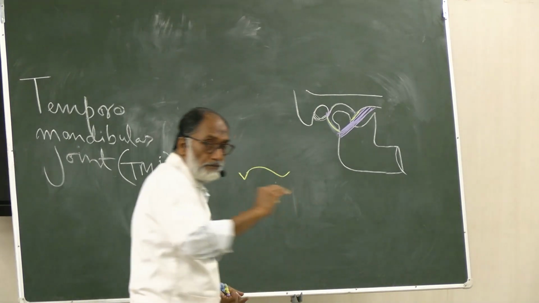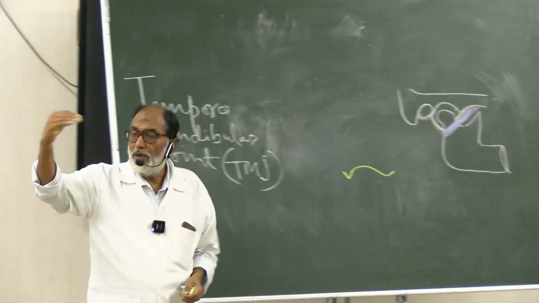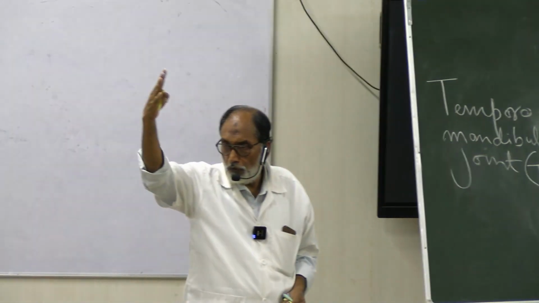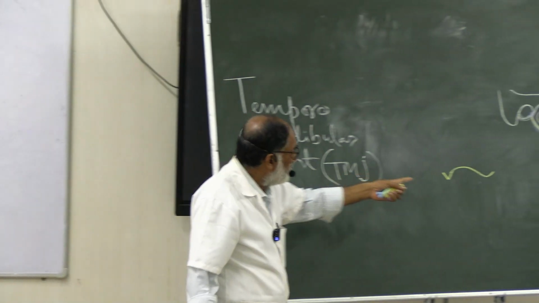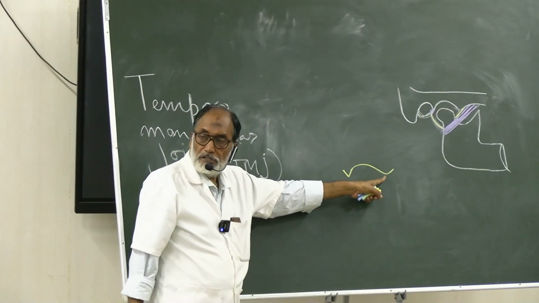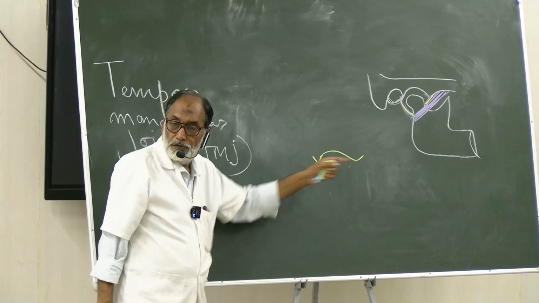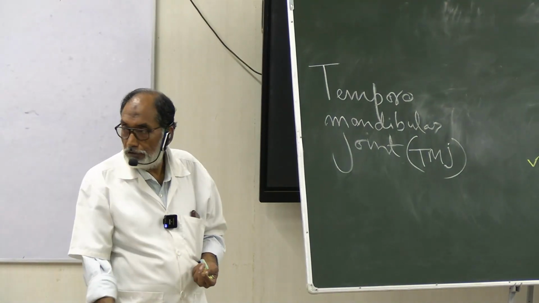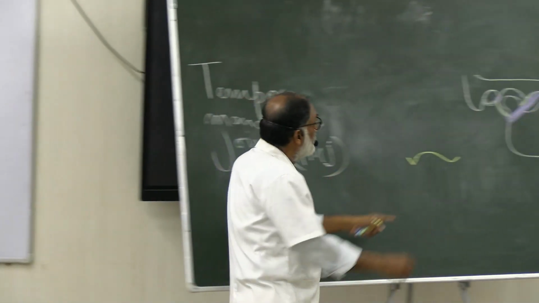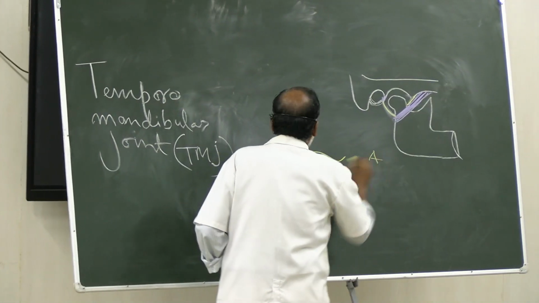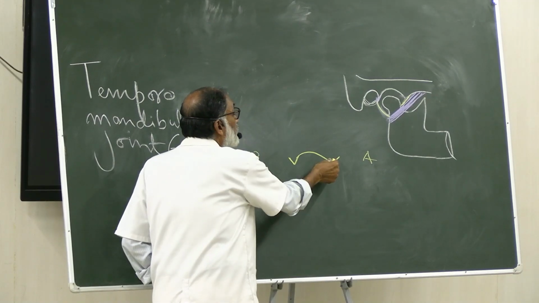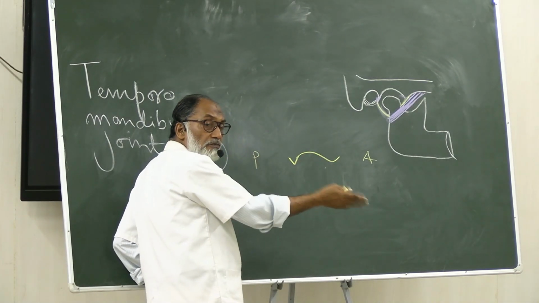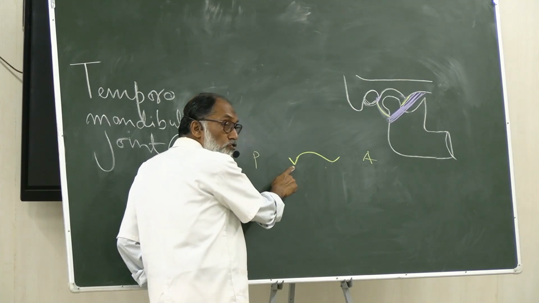You have already completed the mandible, and this is the mandibular fossa. Actually, it is part of the temporal bone. Anteriorly, this raised area is known as the articular tubercle, and posteriorly is the postglenoid tubercle. This is the anterior part, and this is the posterior part.